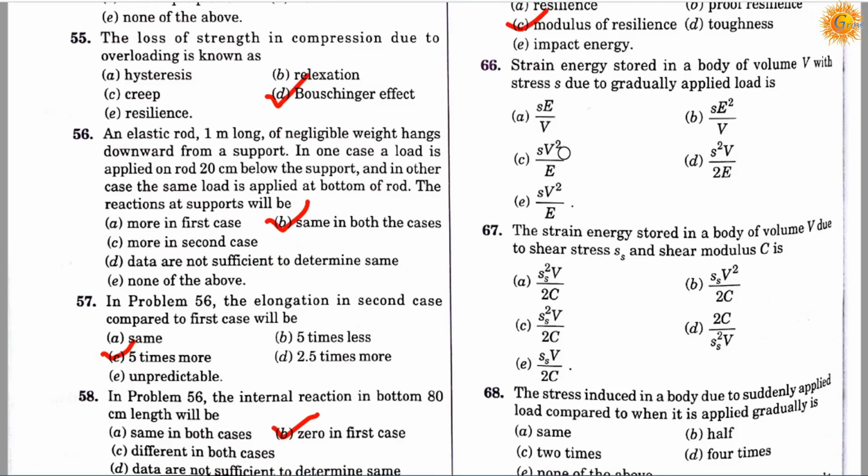Question number 66. Strain energy stored in a body of volume V with stress S due to gradually applied load is: option A, SE/V; option B, SE²/V; option C, VS²/E; option D, S²V/2E; and option E, SV²/E. So the correct answer is D, it will be S²V/2E.